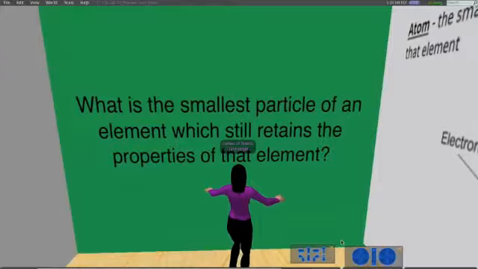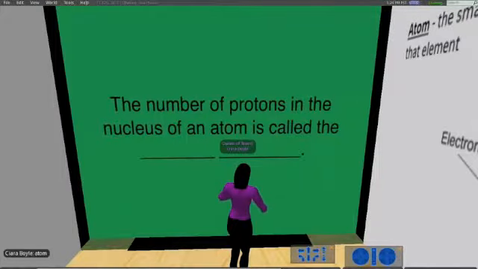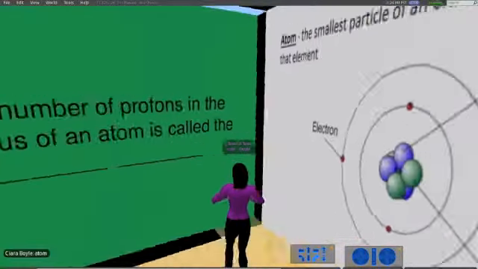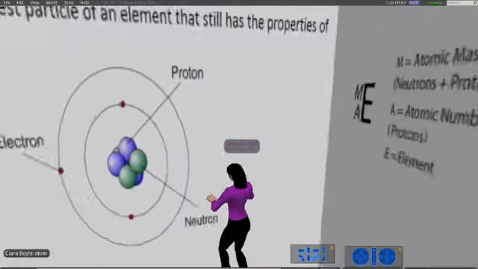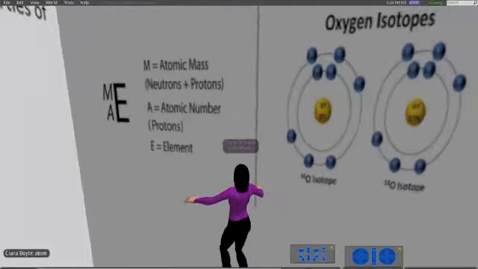Question 1 asks, what is the smallest particle of an element that still retains the properties of that element? The answer is of course atom, which some students will already know. However, if students struggled with this, the information can be found on the walls of the house.